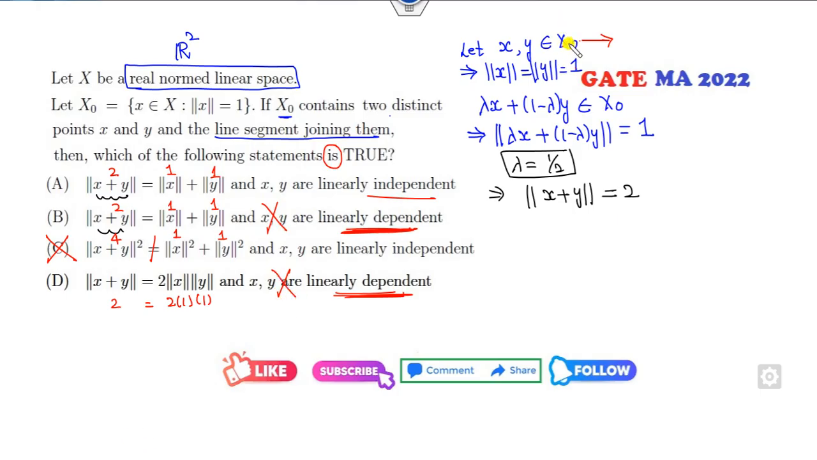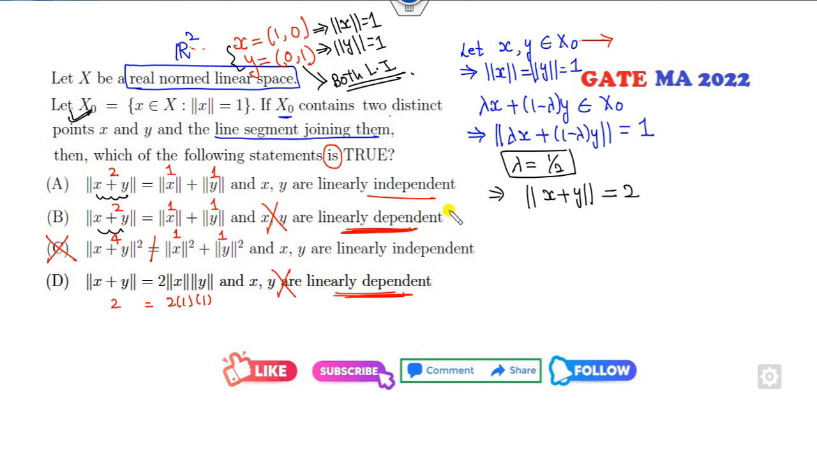How can you prove that they are linearly independent? If they belong to the set here, I can choose x as (1, 0) and y as (0, 1). So clearly, the norm of x is 1 and the norm of y is 1. It means these two elements are part of the set, and clearly both are linearly independent of each other. Fine. So it means they are dependent. This option is cancelled, this option is cancelled. The right option is only A, the correct answer.